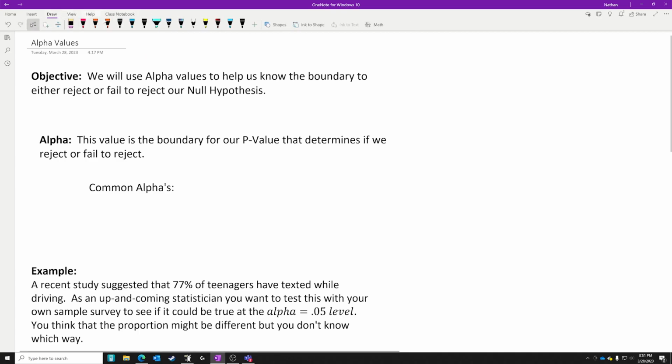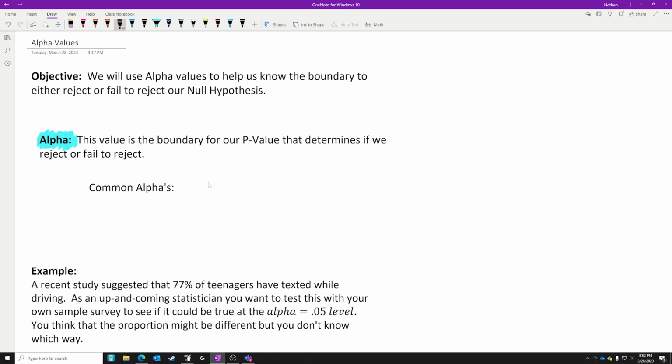So that is called alpha. This is your boundary for our p-value: what's too big and what's too small. Now, this is just simply given to you. We'll talk in the future about where this number comes from and why you might change this number, but it is going to be given to you. I'm going to give you the boundary to reject or fail to reject.